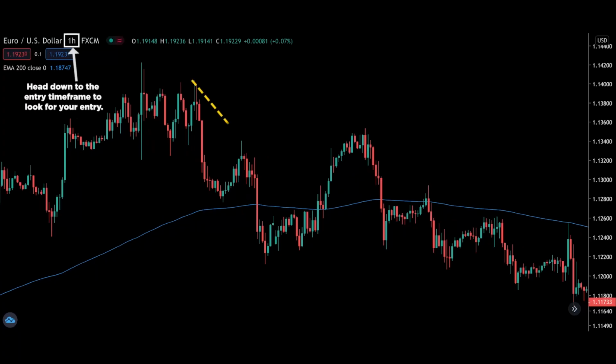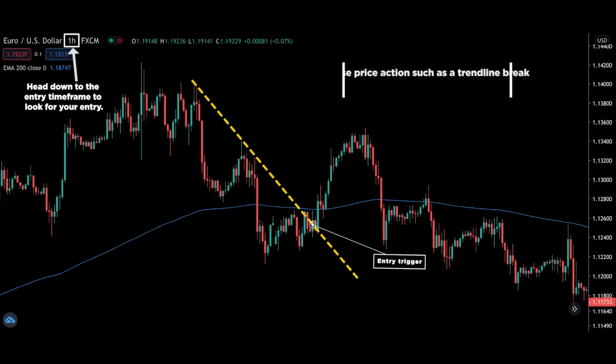Once you have confirmed that the intermediate timeframe is in alignment, drill down to the entry timeframe to look for your entry. You want to use price action such as a trendline break or break of structure to enter your trades. Now, because there can be 1,000 ways to enter your trade, it is impossible to show you all possible permutations in this video. So I will go ahead and use the trendline break as an entry trigger.